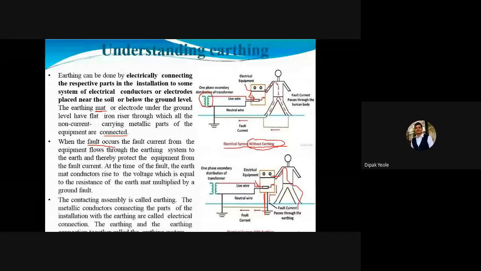At the time of fault, the earth mat rises to a voltage which is equal to the resistance of the earth mat multiplied by the ground fault current. The contacting assembly is called earthing, and the metallic conductors connecting parts of the installation with the earthing are called the earthing connection. The earthing and the earthing connection together are called the earthing system. So, a highly important point: earthing and earthing connection together is called the earthing system.